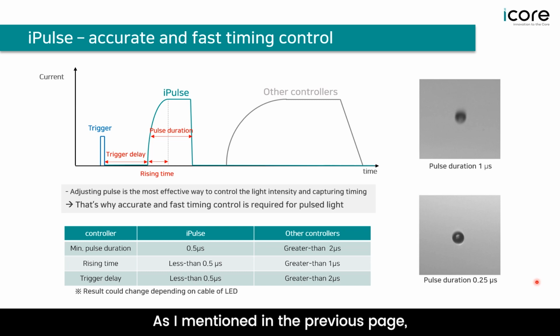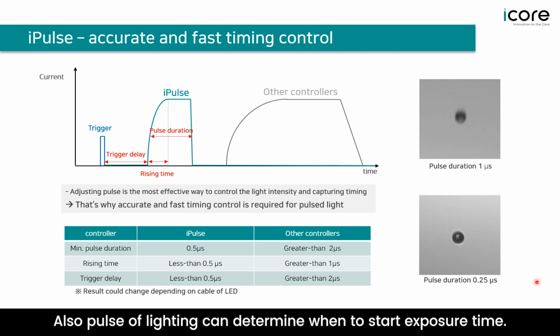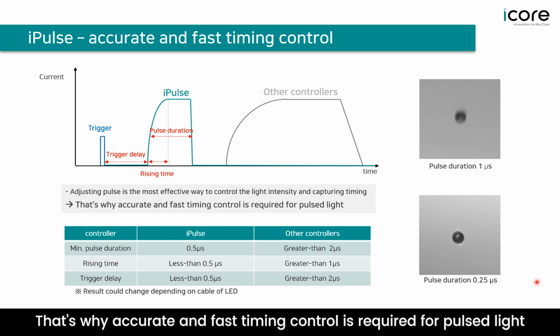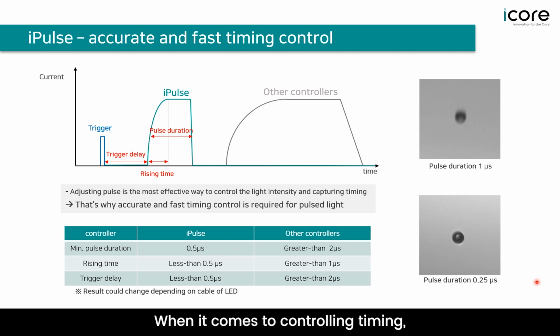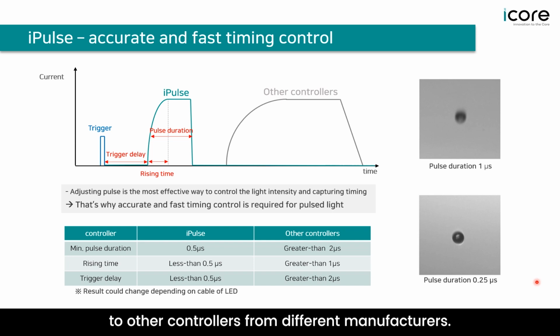As I mentioned in the previous page, adjusting pulse of lighting is the most effective way to control the brightness. Also, pulse of lighting can determine when to start exposure time. That's why accurate and fast timing control is required for pulsed light. When it comes to controlling timing, I'm pretty sure the performance of iPulse is the best compared to other controllers from different manufacturers.